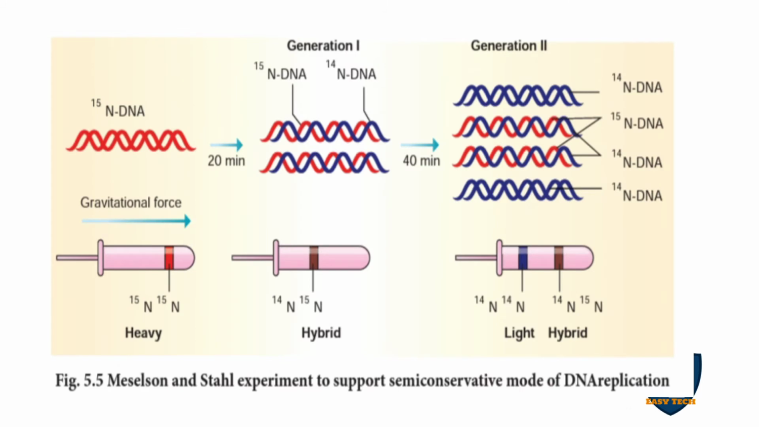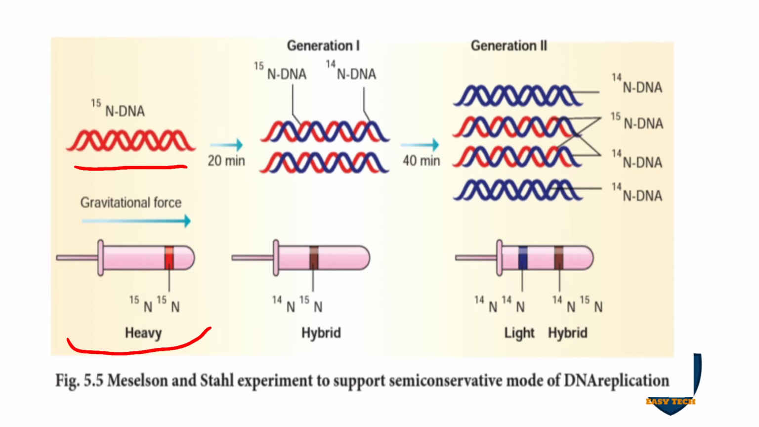Now we will see it with the help of the diagram. I have just read out the experimental proof. They took two culture mediums: one with heavy nitrogen 15 isotope, another with light nitrogen 14. Ammonium chloride with heavy nitrogen 15 is in the culture medium, in which E. coli bacterial DNA is grown.